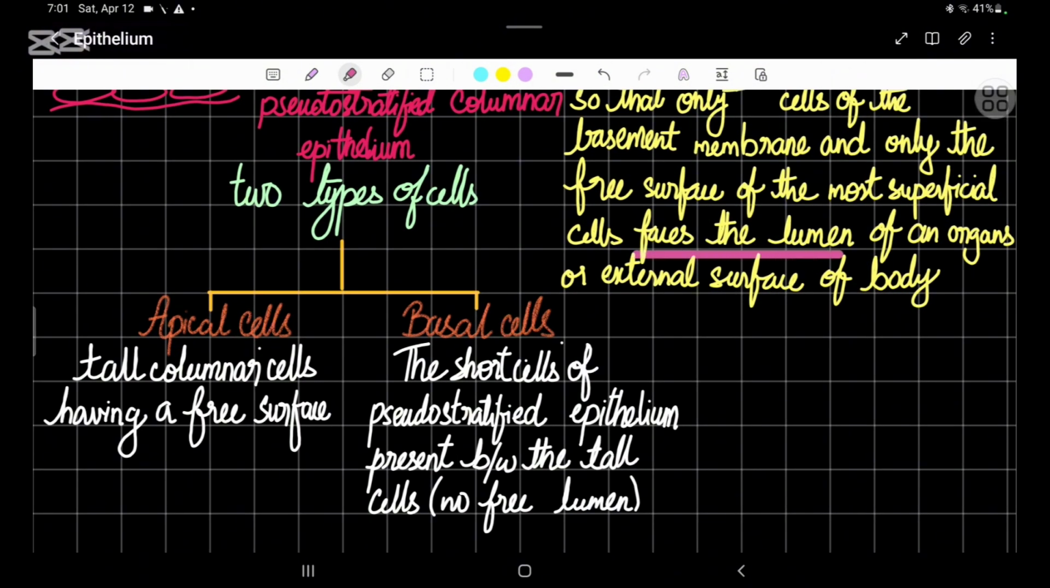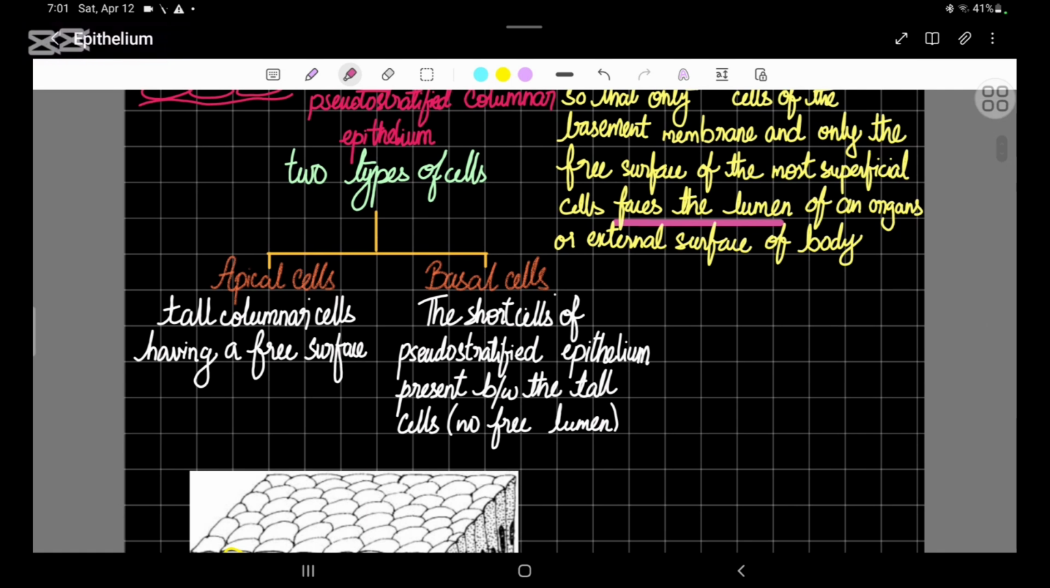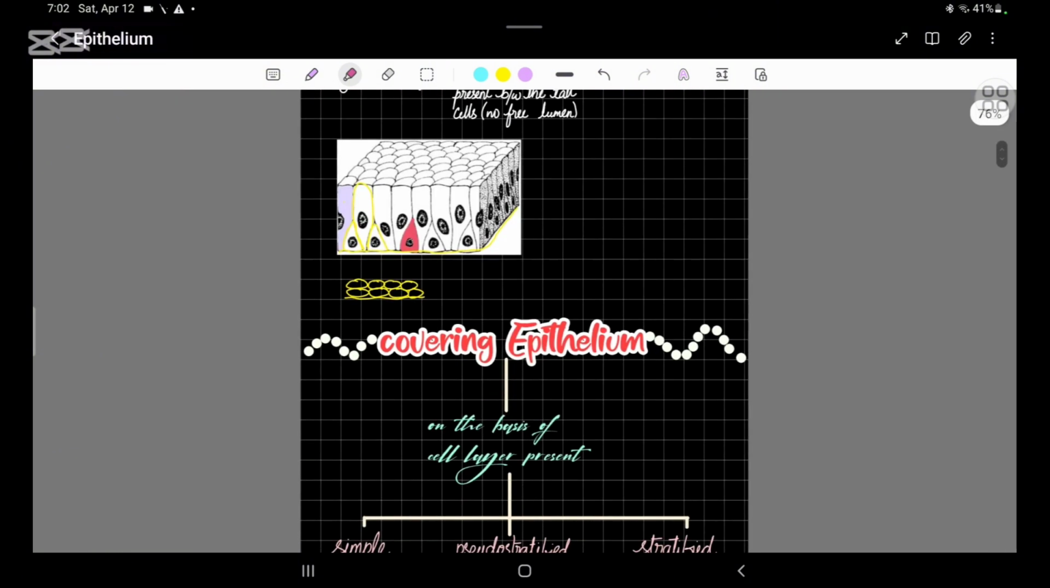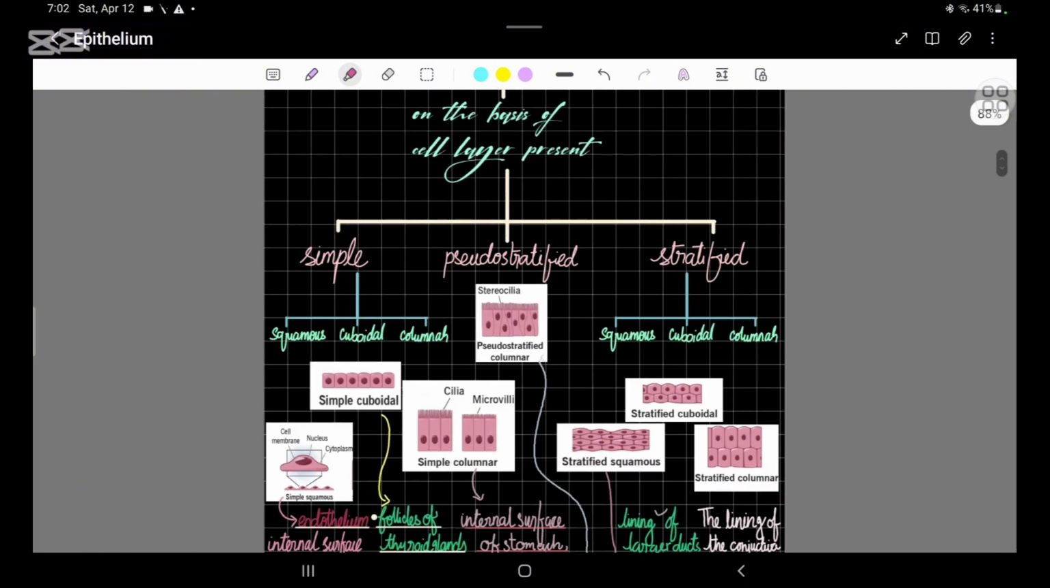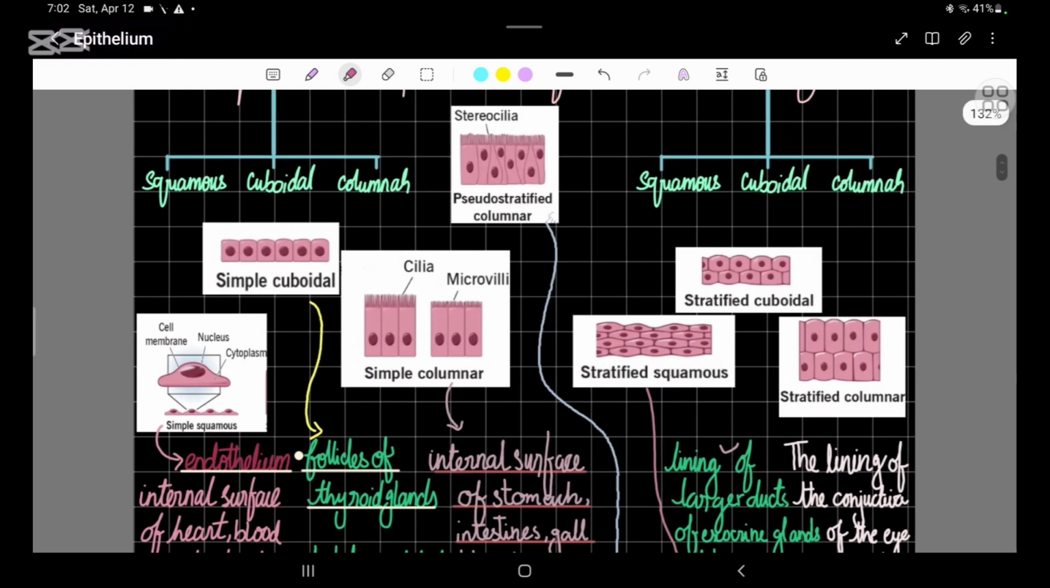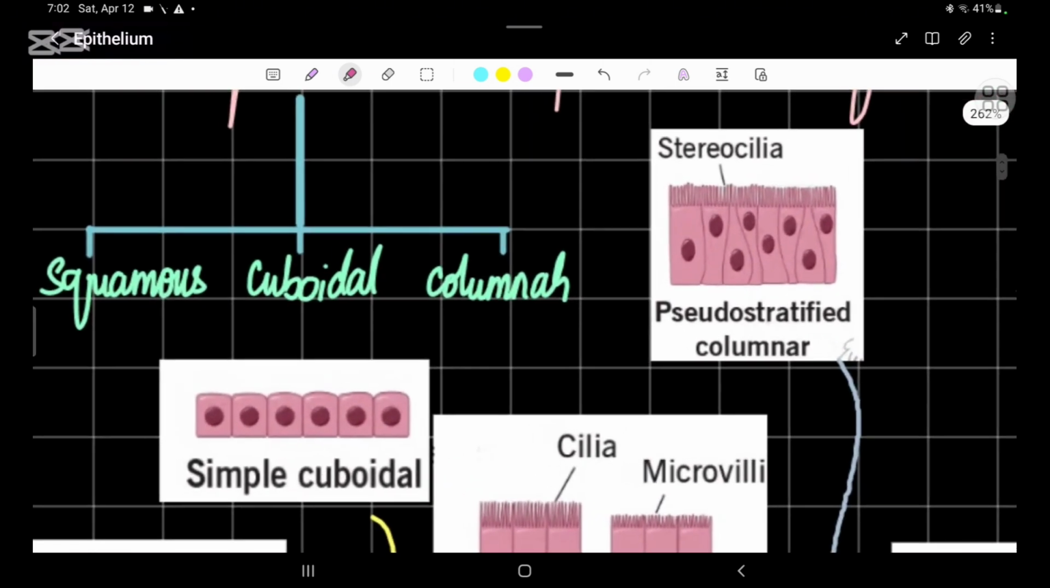Okay, faces the lumen. That's the same thing: there is a separate layer of cells, other than the cells that are touching the basement membrane, that is free at the lumen. That is known as the apical layer. Not apical cells, it's known as the apical layer. So then we'll see that they are also classified on the basis of their shape. On the basis of their shape, they are classified as squamous, cuboidal, and columnar. We'll get to know why.